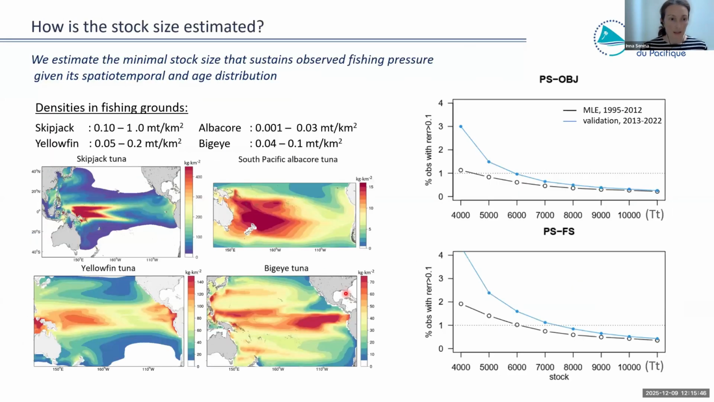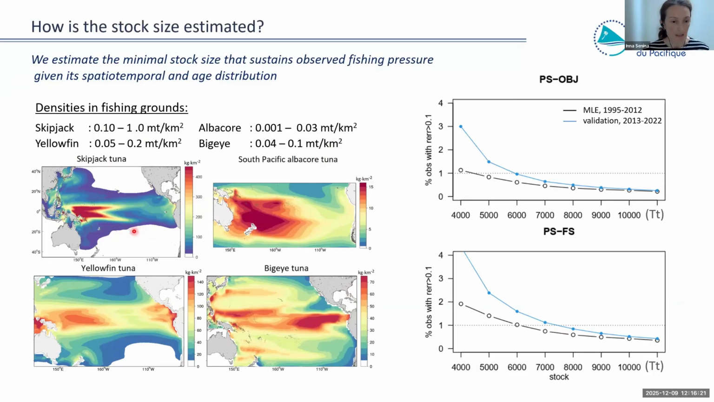So coming to the main question, I remember, Mark, you asked me when we were at this workshop in DTU, how is stock estimated in CPDIM? Well, in fact, it means how do we know that in our estimated distributions of the tuna stocks, we have, for example, 1 metric ton per square kilometer of skipjack in the fishing ground, but only 30 kilograms per square kilometer of albacore.